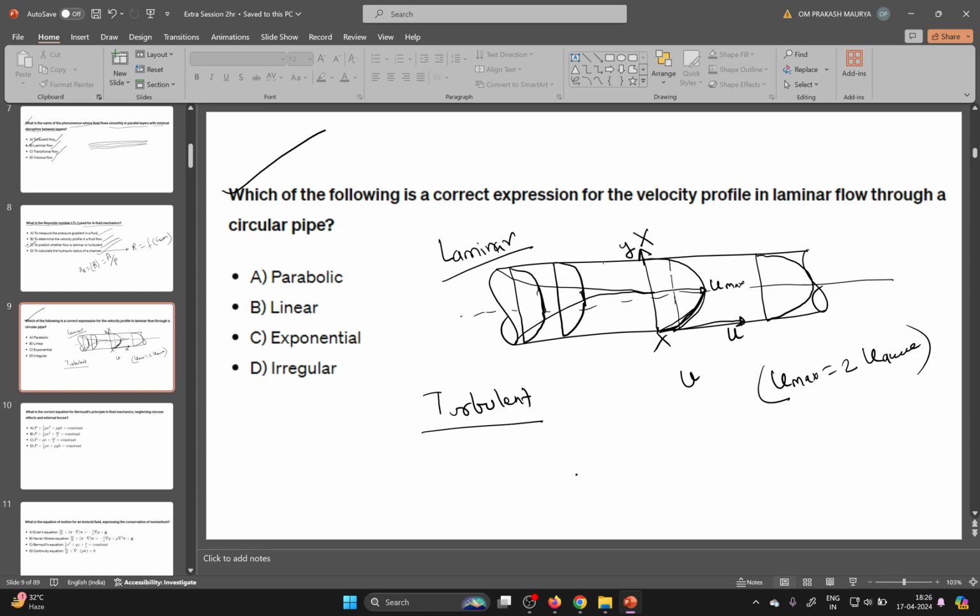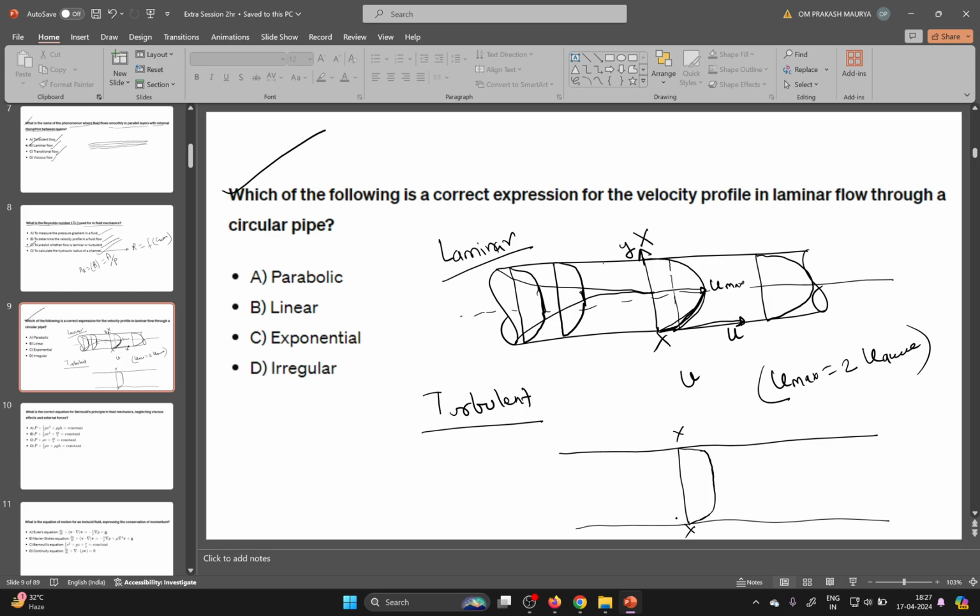So in turbulent flow, your velocity diagram looks like this, let me draw first. Same section I am taking here. A little bit straight, a little bit linear here. That is the sharp change in the gradient. After that, it will behave like uniform, like that. In the case of turbulent flow, always remember. This is the basic question.